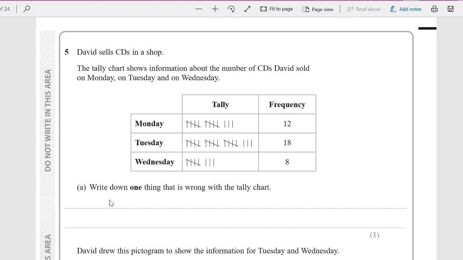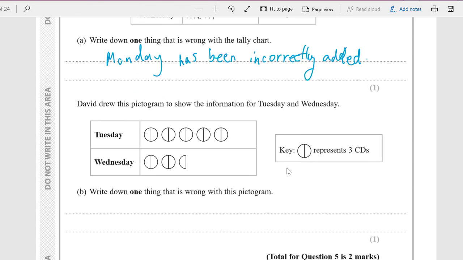So first thing, instinctively, Monday has been incorrectly added. So then it says David drew his pictogram to show information for Tuesday and Wednesday. So it says write down one thing that is wrong with the pictogram.